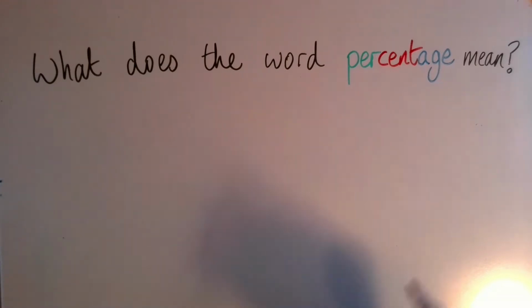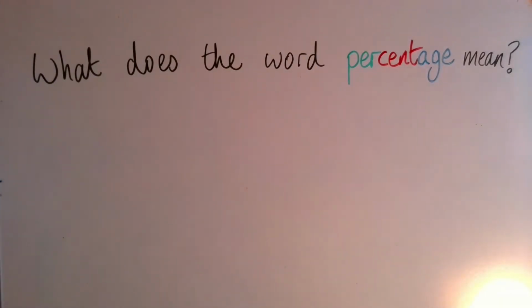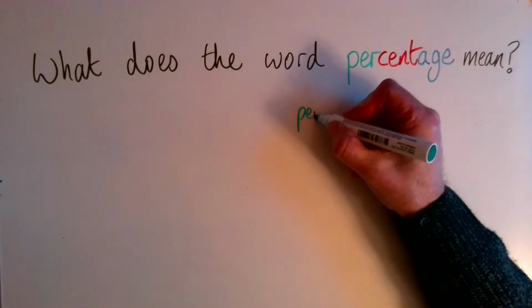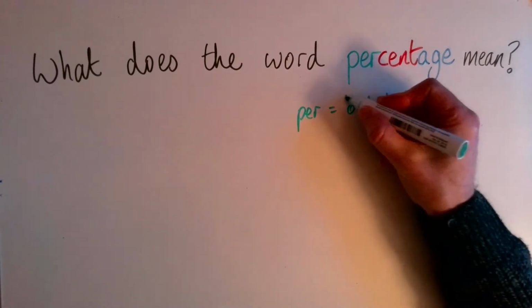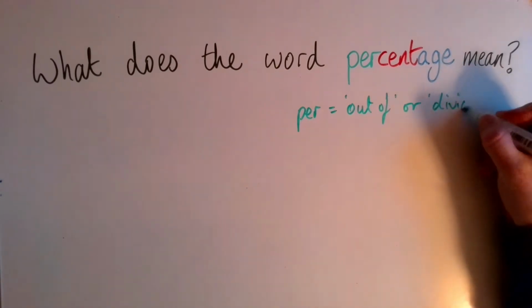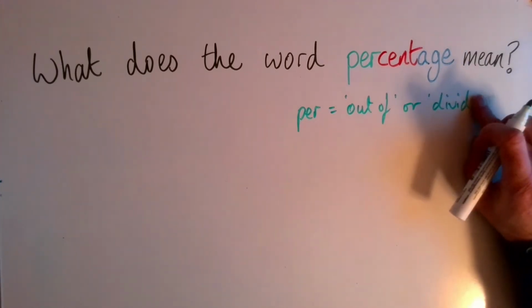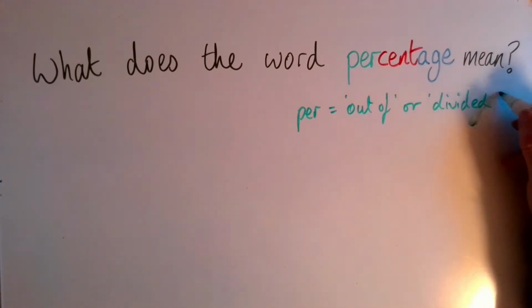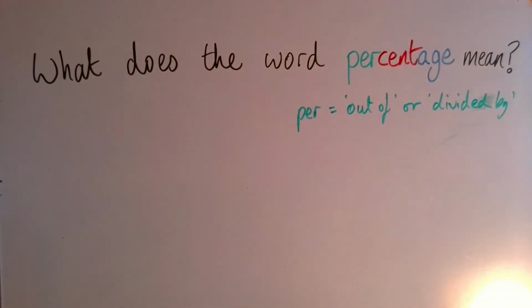But anyway, per is the Latin word that means out of. Per is out of. Or we could think of it as divided by. So if you say per or out of something in maths, that means it's being divided.